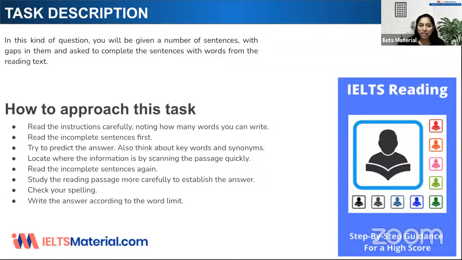The first thing that you need to do is read the instructions carefully, noting how many words you can write. Okay. The second part is read the incomplete sentences first. What is the meaning of this? Read the incomplete sentences means you should always make sure that you read the incomplete, that is the right and left part of the blank, which is very important. Right and left part of the blank.